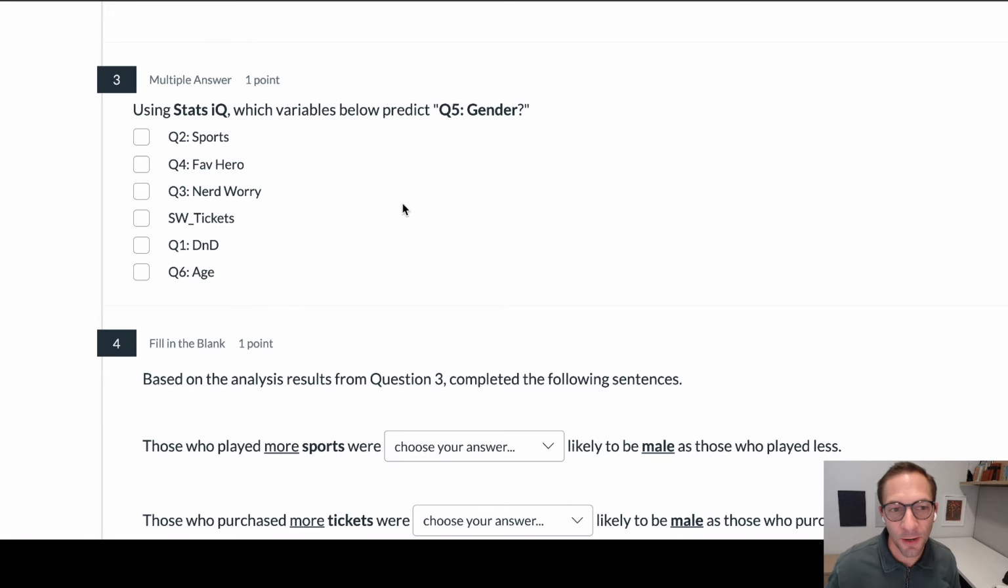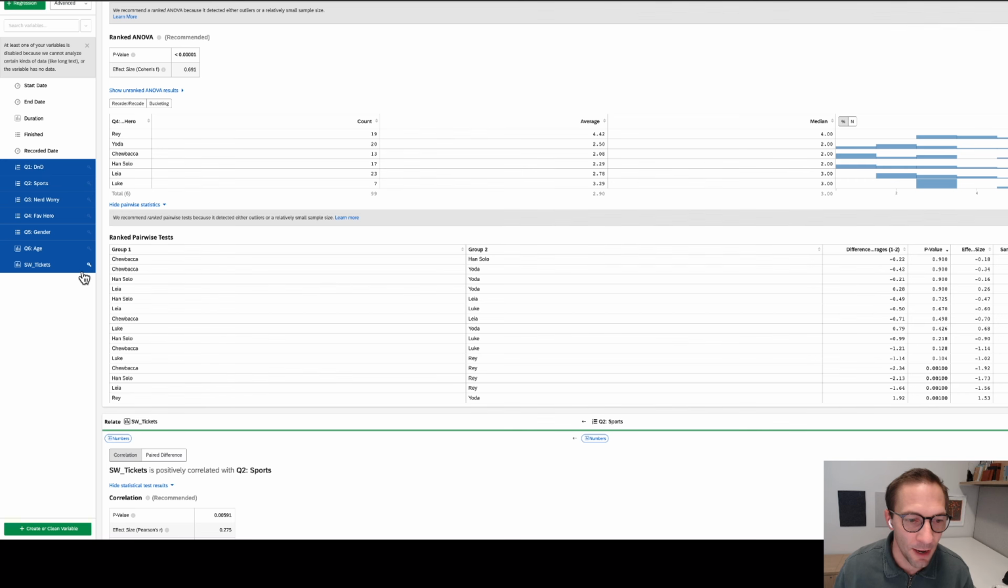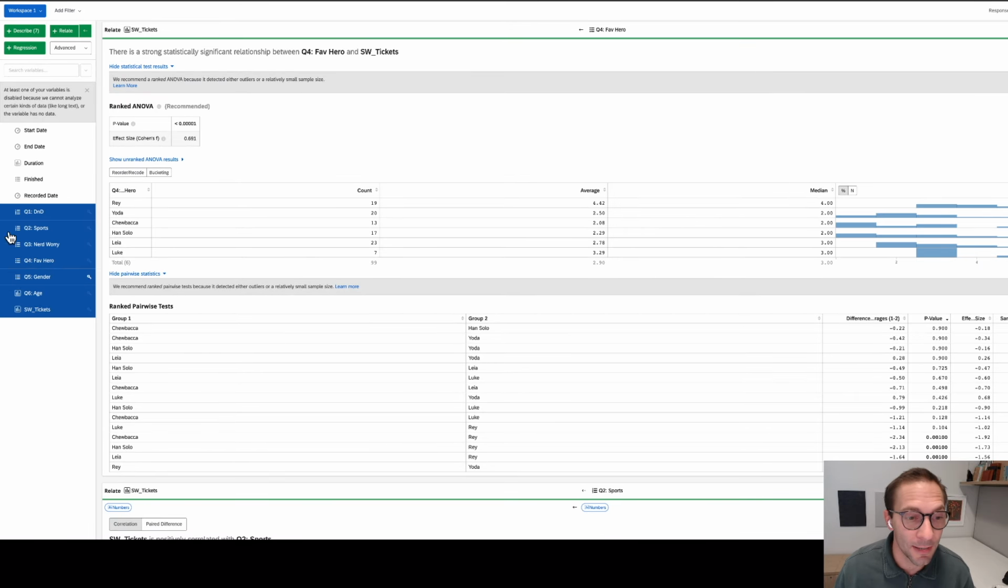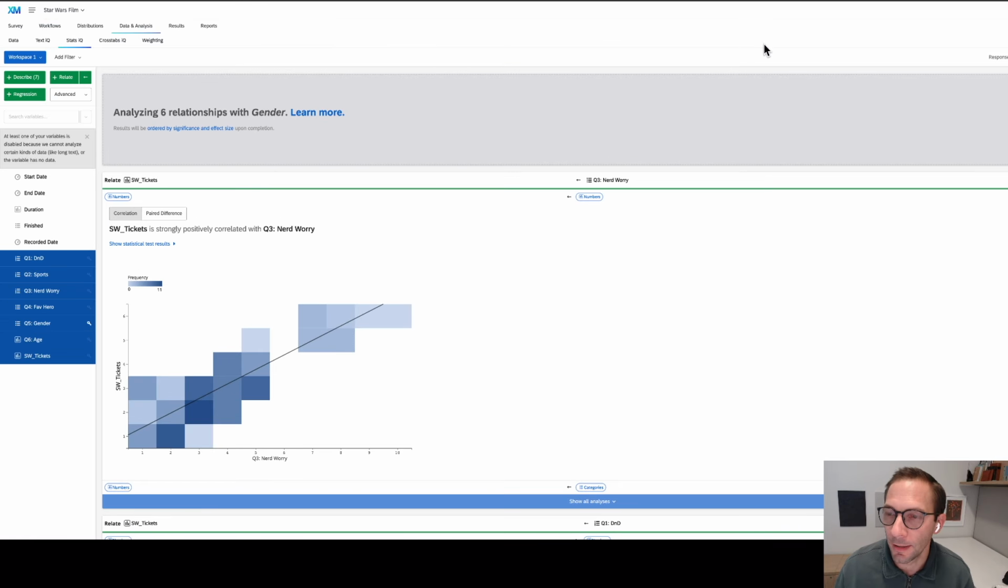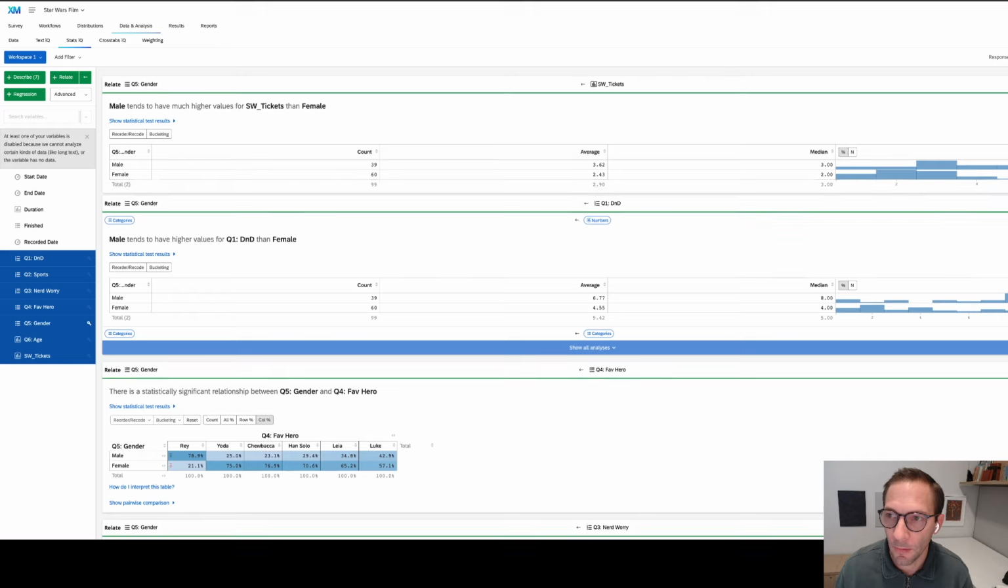Okay, so now as we go down to question 3, it's a similar thing, but now we're using gender as our output. So super simple. I'll let you answer this. All we're going to do is move gender as our output, and then we're going to click relate, and then see which of these inputs significantly predict our output gender. Click that.